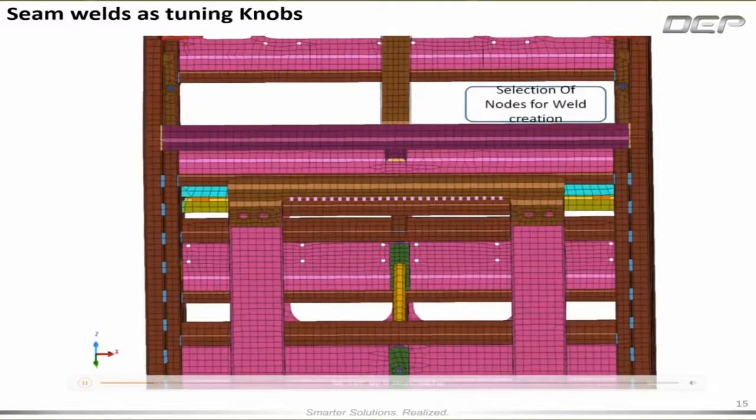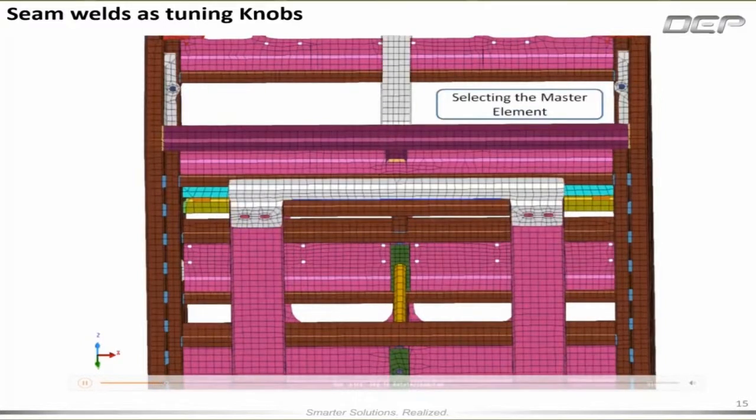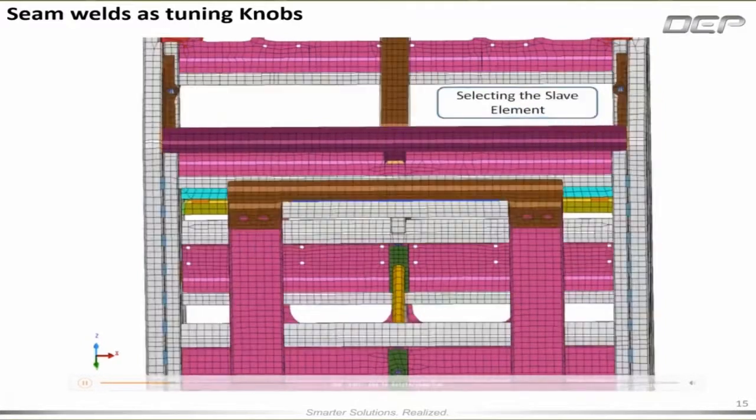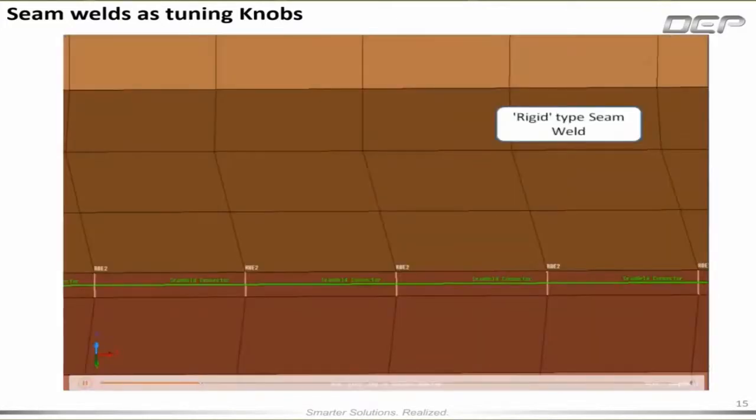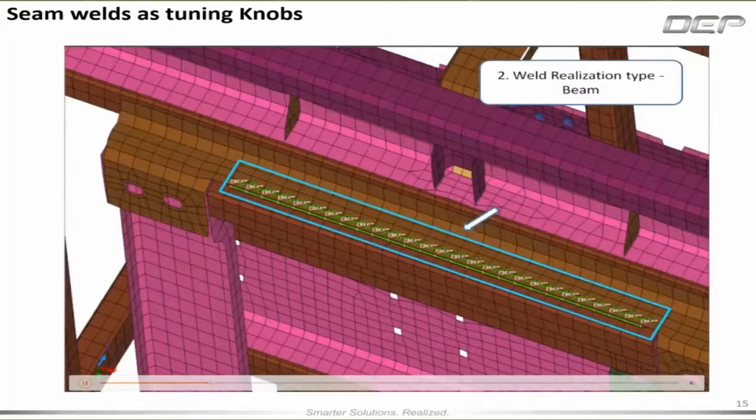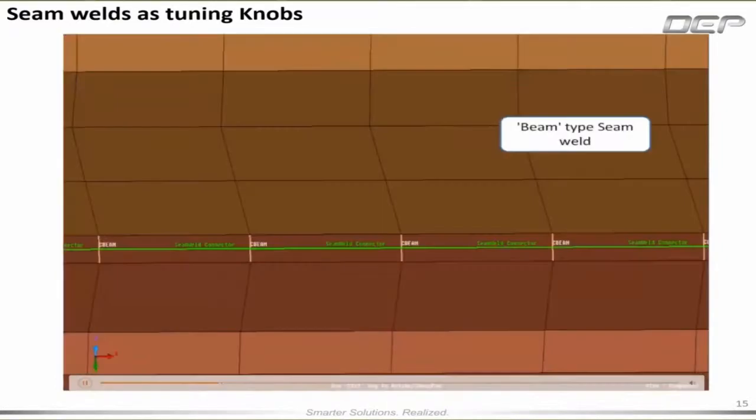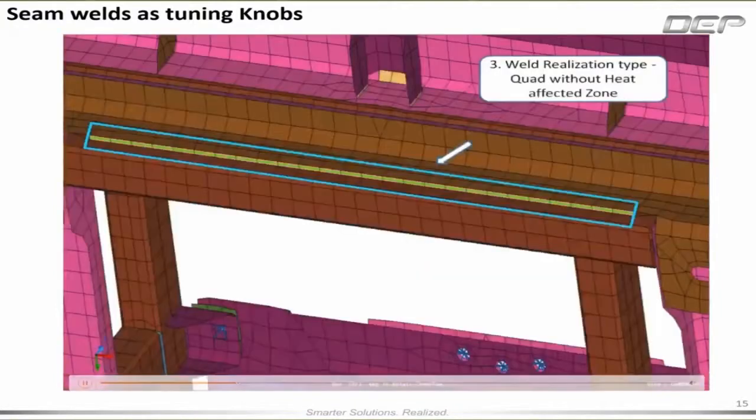We can just select the master and slave. With a 1D element as an input, it is going to generate a weldment nicely between the two components. This is one of the types, which is the RB2 type of weldment. Then we have a seam beam type of weldment. Then another type is the quad weldment.